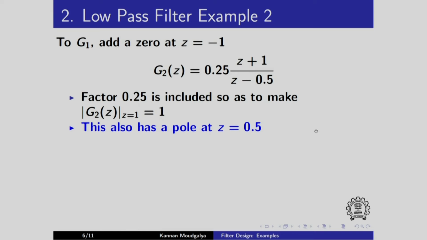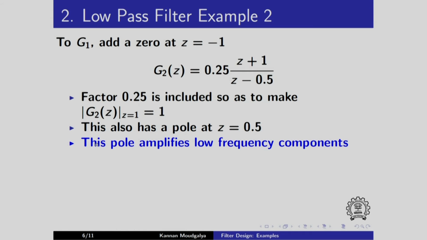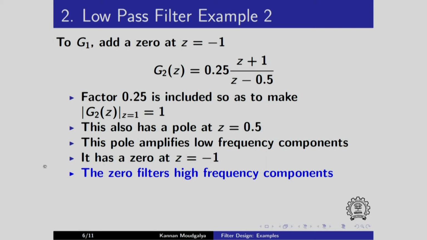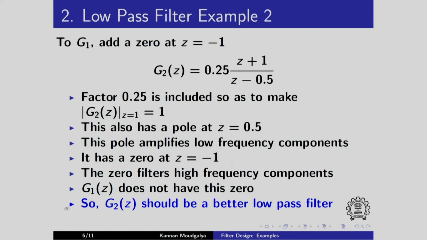So this also has a pole at z equals 0.5. This pole amplifies low frequency components. In addition, it has a 0 at z equals minus 1. We know that the 0 filters high frequency components. Recall that g1 does not have the 0. As a result, g2 of z should be a better low pass filter. Let us verify it now.